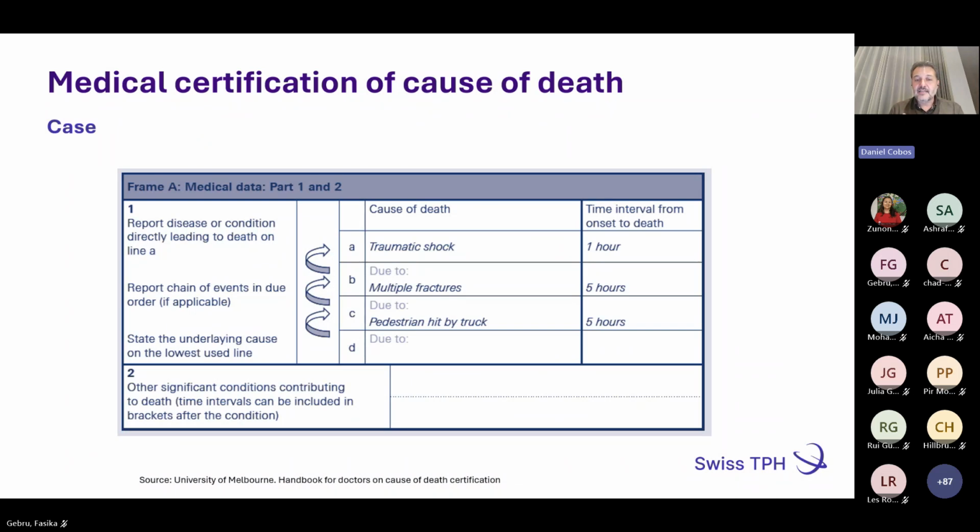If you click next. So what we are looking for is the pedestrian hit by a truck. That's what we call the underlying cause of death. This is the cause of death that we want to prevent. Then this pedestrian being hit by a truck had the consequences of multiple fractures that continued into a traumatic shock that then made the patient die. And then we also have the times there.